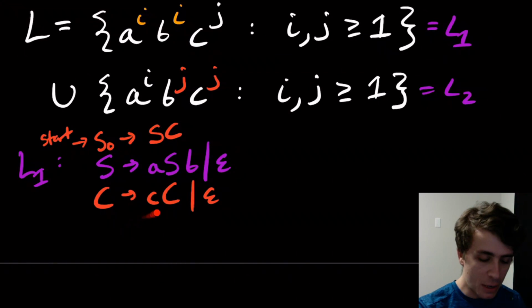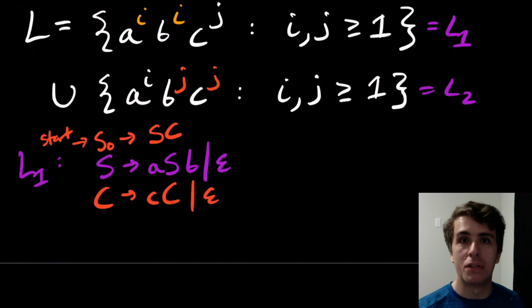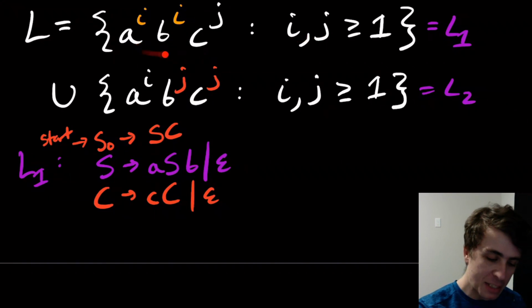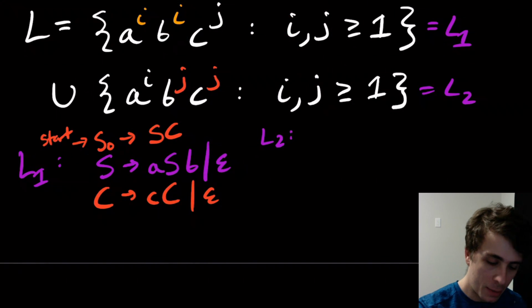And the C variable has nothing to do with what is generated here. So it's just going to make any number of C's that we want just by applying this rule over and over. So that makes this part right here. And then for the L2 piece, let's put that right here.